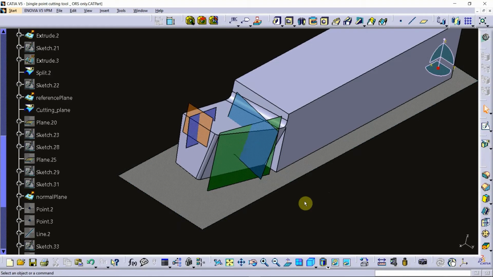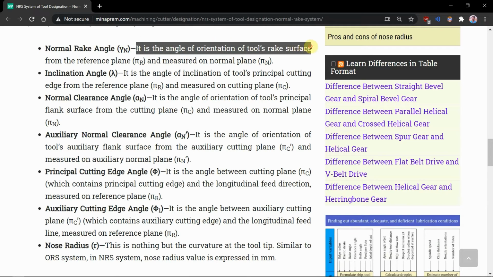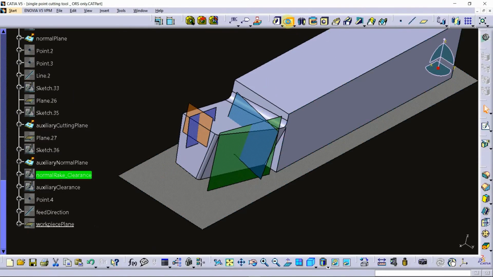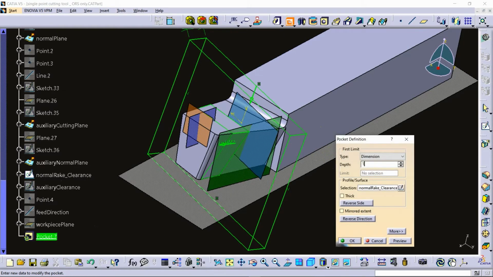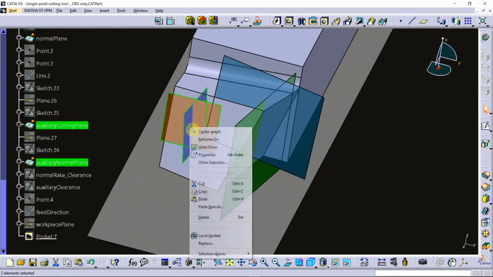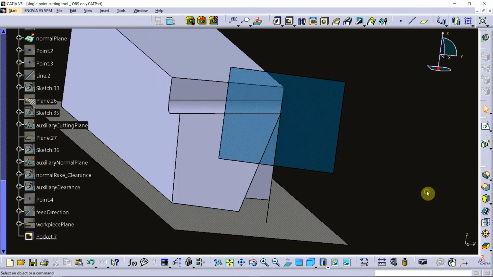Let's look at the angles, and for that I am going to reference this website, and I will put the link of this website in the description. So first look at the normal rake angle. It is the angle of orientation of the tool's rake surface from the reference plane, and it is measured on the normal plane. Since this angle is measured on the normal plane, I am going to cut the tool like this. Let me hide this. Now I am looking directly perpendicular to the normal plane.